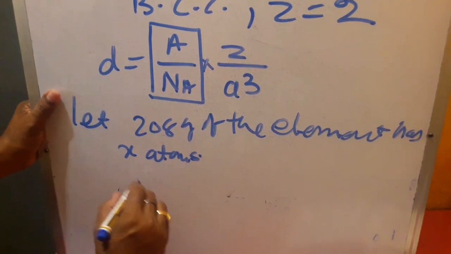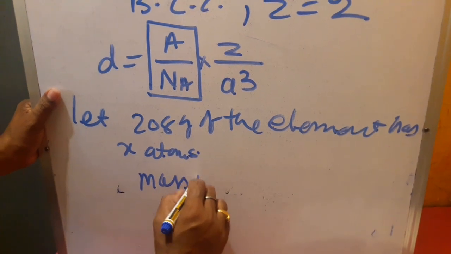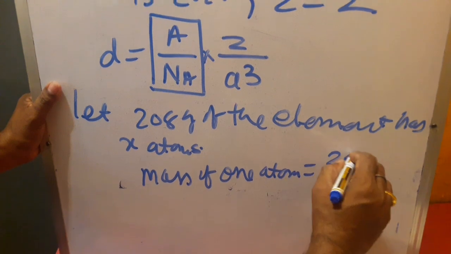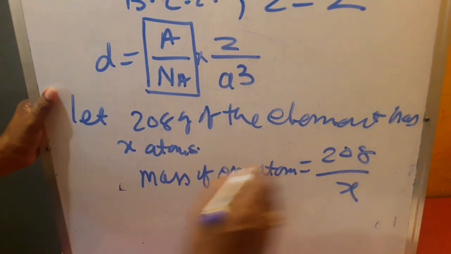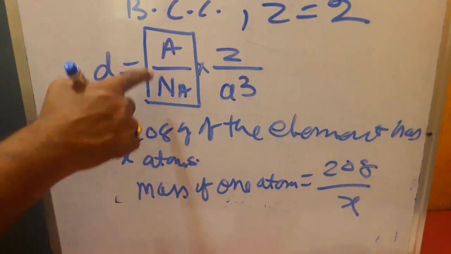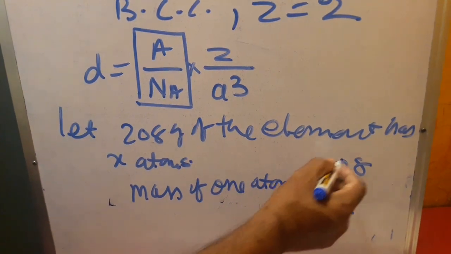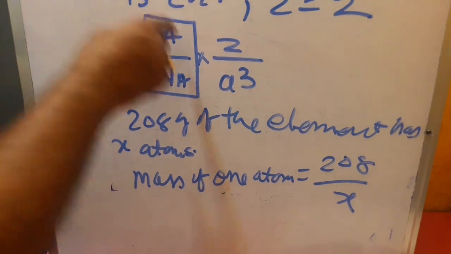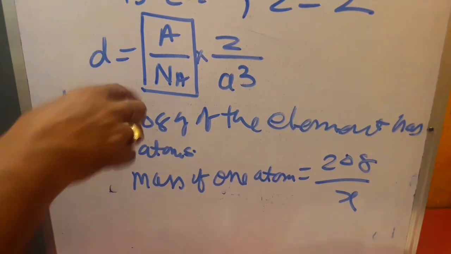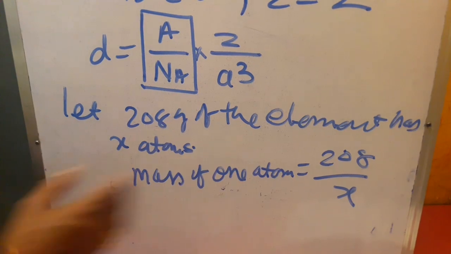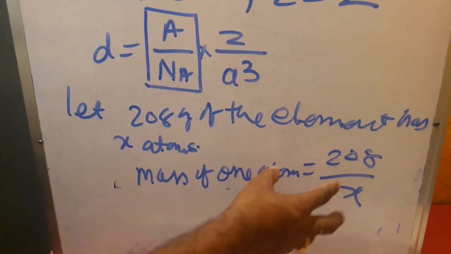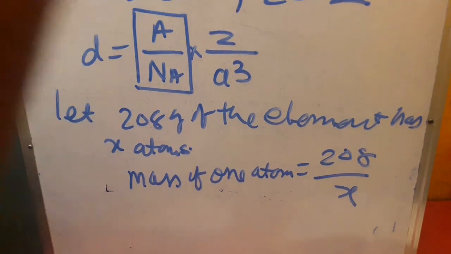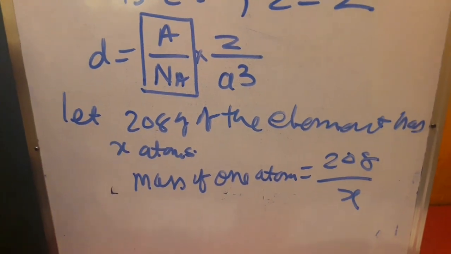Okay, then what is the mass of one atom? So we can say the mass of one atom is equal to 208 by x. Okay, so in place of M by Na, we can write directly 208 by x. Otherwise, the calculation will be lengthy. You have to calculate first the atomic mass, then again put it here, then solve. So from this expression you can directly put the value of the mass of one atom, that is 208 by x. In other cases also you can put that value like this.